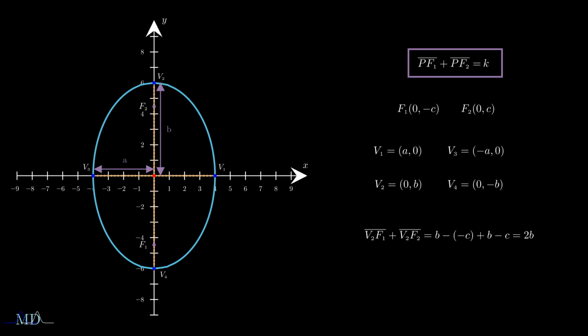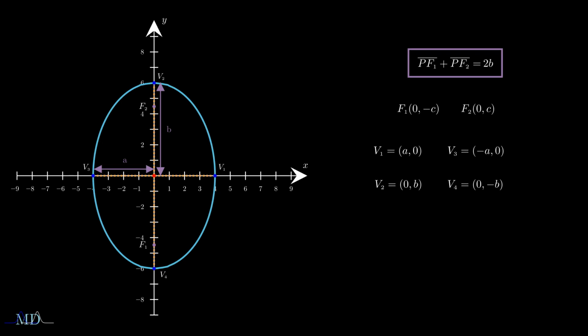We know that for each point of the ellipse holds P F1 plus P F2 equals k. When the ellipse has major axis parallel to the x-axis, we have k equals 2 times a. Let's see if the things change now. We write the framed equation with V2 instead of P. The vertex V2 has coordinates (0, b). So we get b minus c plus b minus c, that is equal to 2 times b. This means that the constant k is always equal to the length of the major axis.